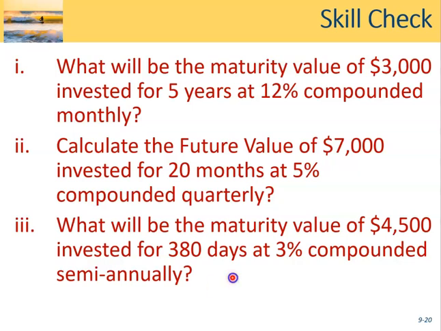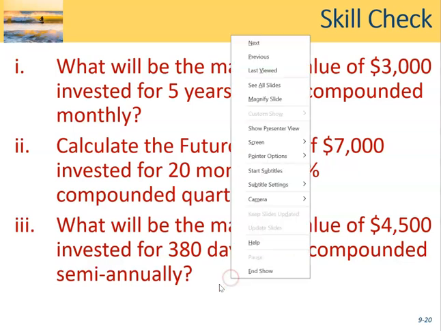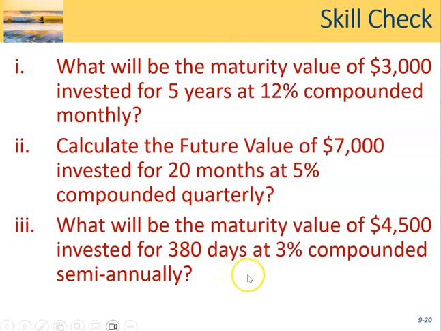So give these ones a try. What will the maturity value be of 3,000 invested for 5 years at 12% compounded monthly? Calculate the future value of 7,000 invested for 20 months at 5% compounded quarterly. What will be the maturity value of 4,500 invested for 380 days at 3% compounded semi-annually?